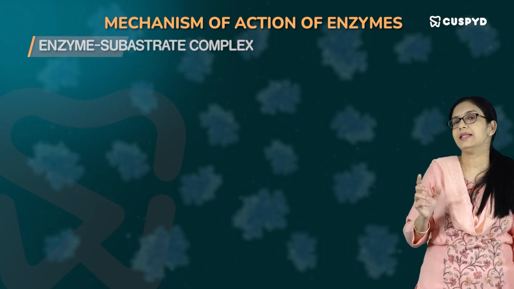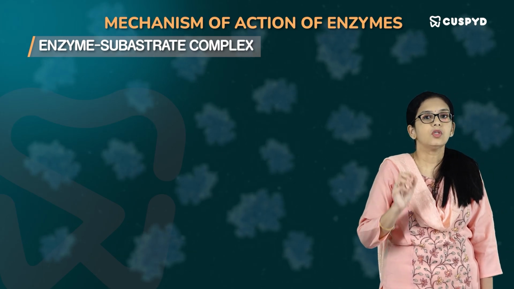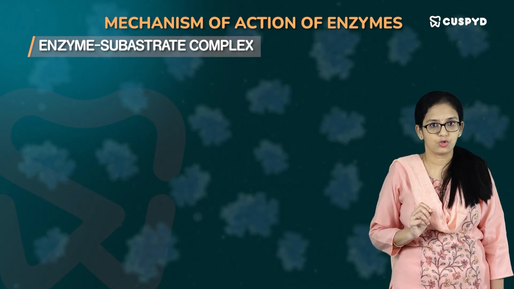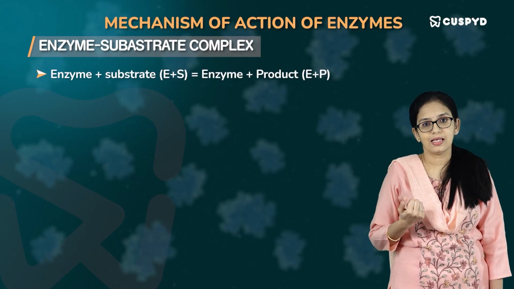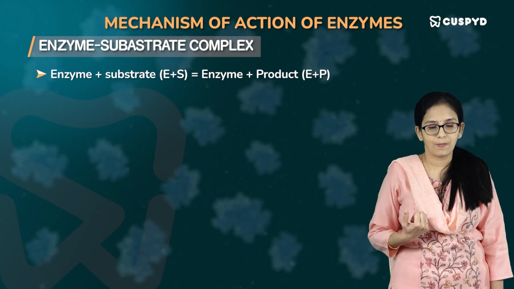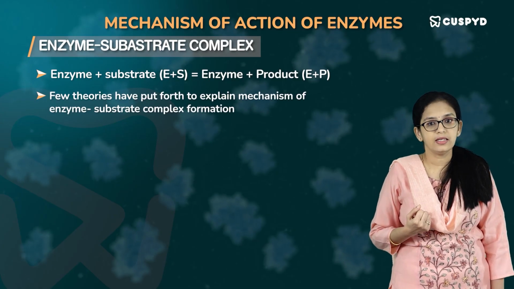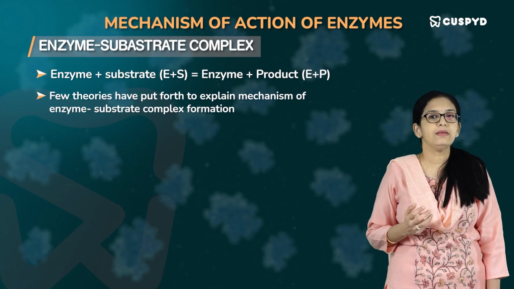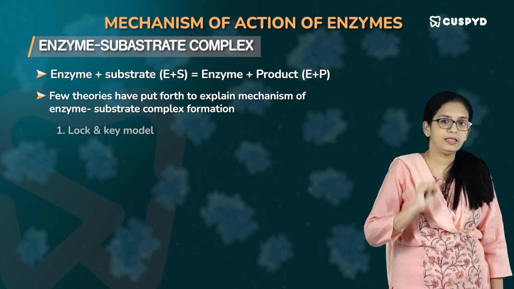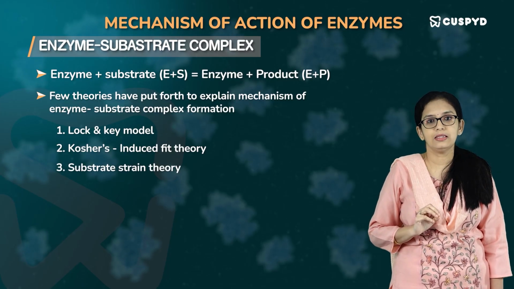Next, we will move on to the enzyme substrate complex. What is this enzyme substrate complex? The primary requirement in a reaction is the enzyme and the substrate. The enzyme reacts with the substrate to form an ES complex, which is the enzyme substrate complex, which will give rise to the product. There are a few theories which are put forth to explain the mechanism of the enzyme substrate complex. We have the lock and key model, Koshland's induced fit model and the substrate strain theory.